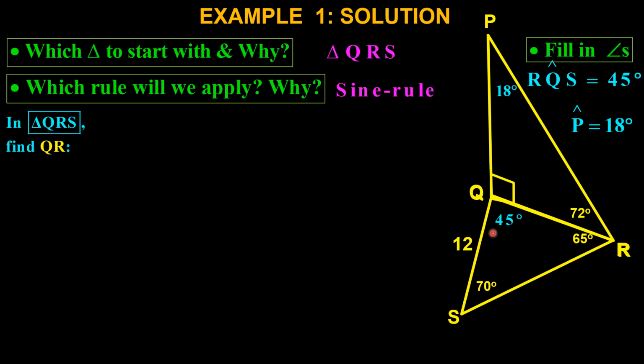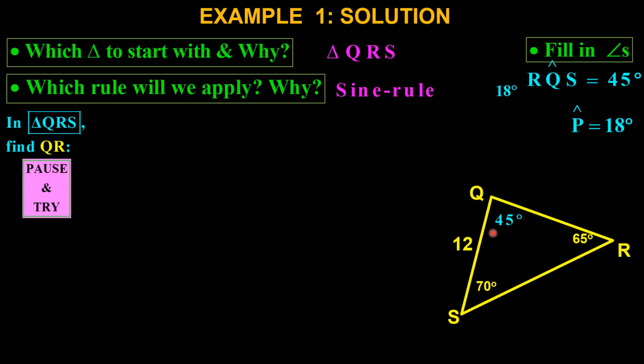Now, seeing that we're working with triangle QRS, let's just focus on QRS. Cover up the other triangle. So now we can just focus on that triangle. You can use a piece of paper to cover it up. Now, we're going to pause the video for you to try to apply the sine rule in that triangle and calculate QR. I'll give you 3 minutes in which to do it. Should be more than enough. And then we start again. Let's look at the solution now.